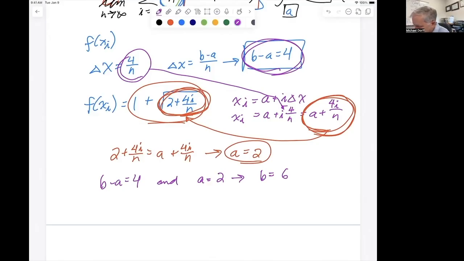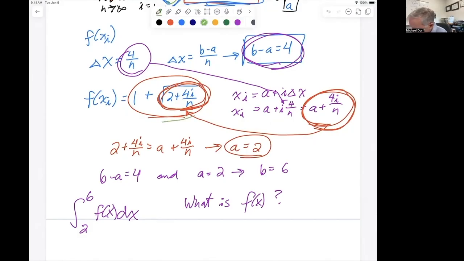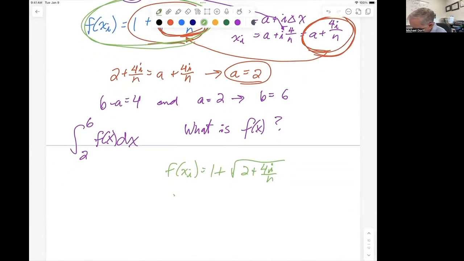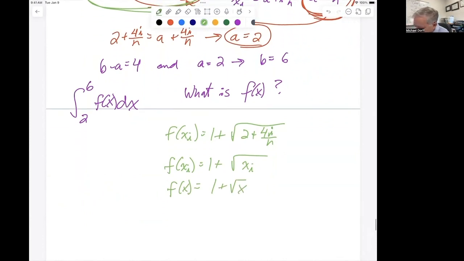All right, so I know I'm going to have the integral from 2 to 6 of f of x dx, and I just need to figure out what f of x is at this point. I go back here: f of x sub i equals 1 plus the square root of 2 plus 4i over n. But we know that under the square root is the x sub i. So f of x is going to be 1 plus square root of x. So my final answer would be the integral from 2 to 6 of 1 plus square root of x dx.